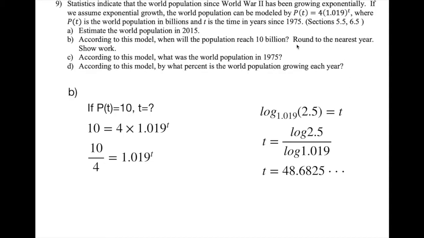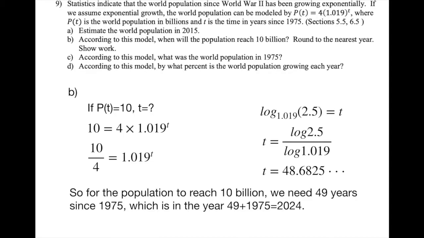And they want you to round to the nearest year. So is it 48 or 49? So you know at year 48, the population is slightly smaller than 10 billion. It's not reached 10 billion yet. So we have to use 49 here. So for the population to reach 10 billion, we need 49 years since 1975. So that is the year 49 plus 1975, which is 2024. So that's for part B.